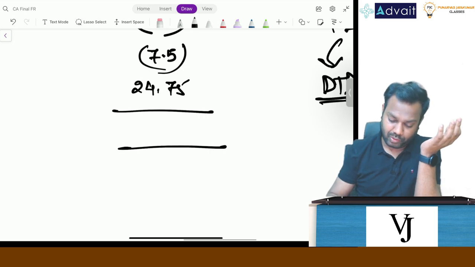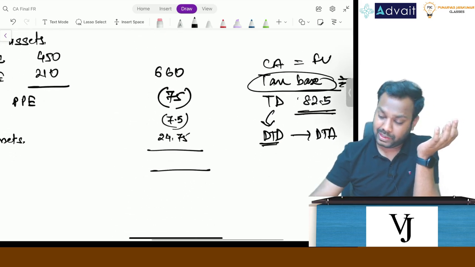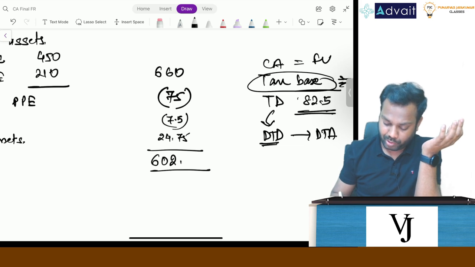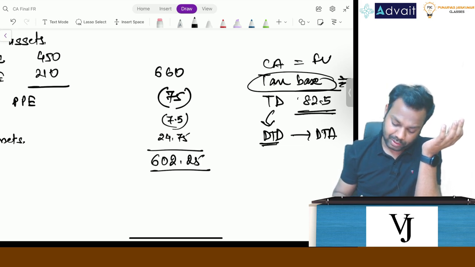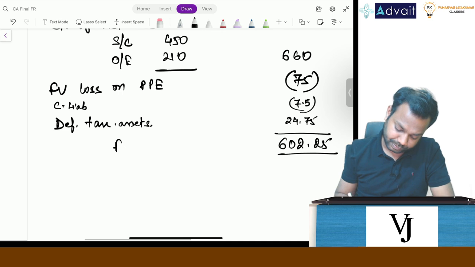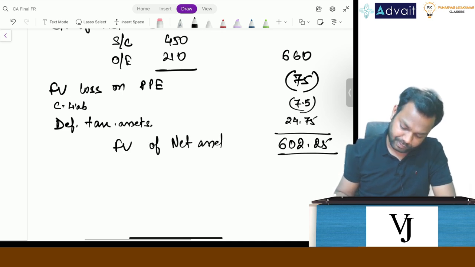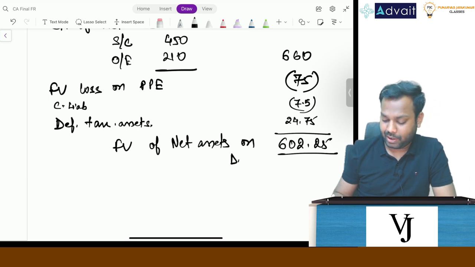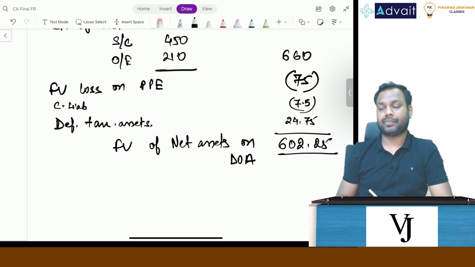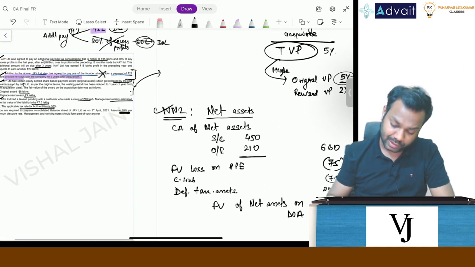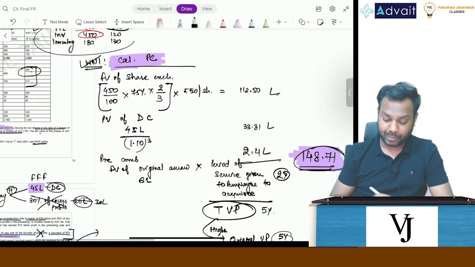So what is the value here? 660 minus 75 minus 7.5 plus 24.75 is 602.25, which is the fair value of net assets on date of acquisition. Now you have the fair value of the net assets, and you have the purchase consideration.